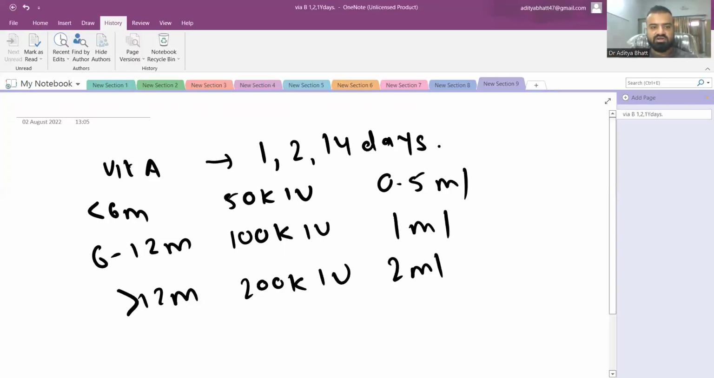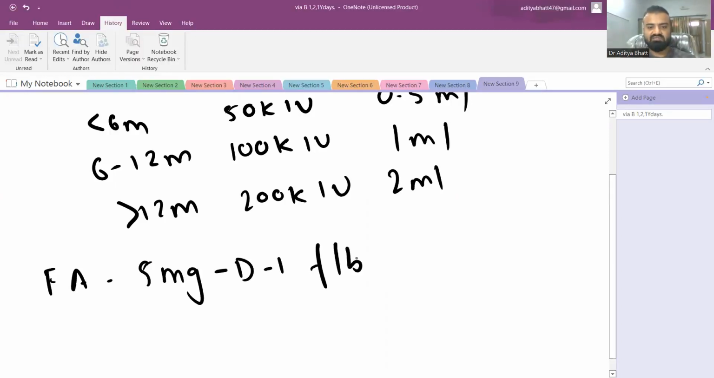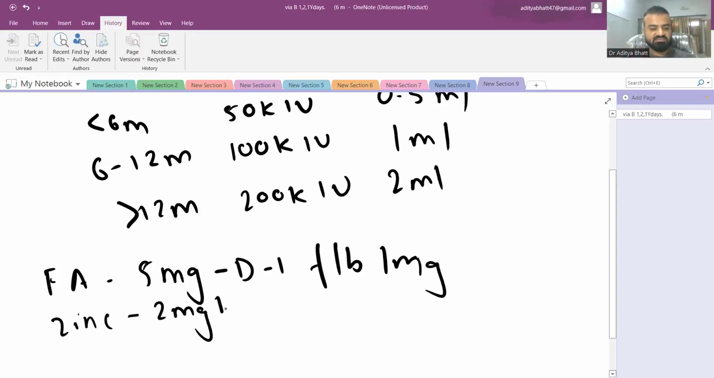Next are the micronutrients. So we have seen vitamin A. Other micronutrients that you have to give are folic acid. Folic acid you have to give 5 mg on day 1, followed by 1 mg daily. This is not mg per kg, this is just mg. Zinc you have to give 2 mg per kg per day. Copper, 0.3 mg per kg per day.